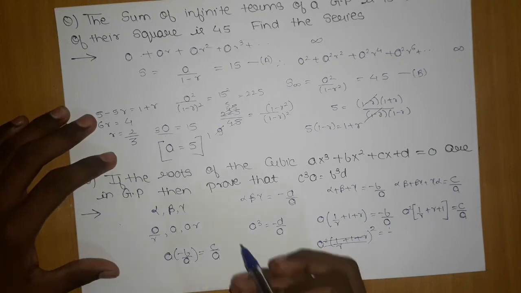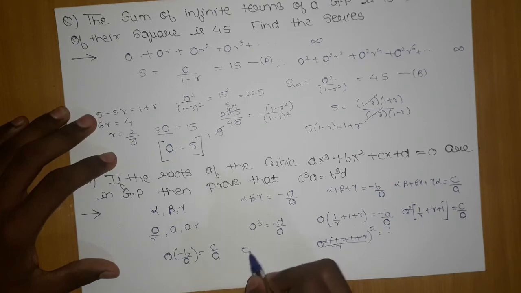So a will cancel out, which gives me a is nothing but minus c by b.